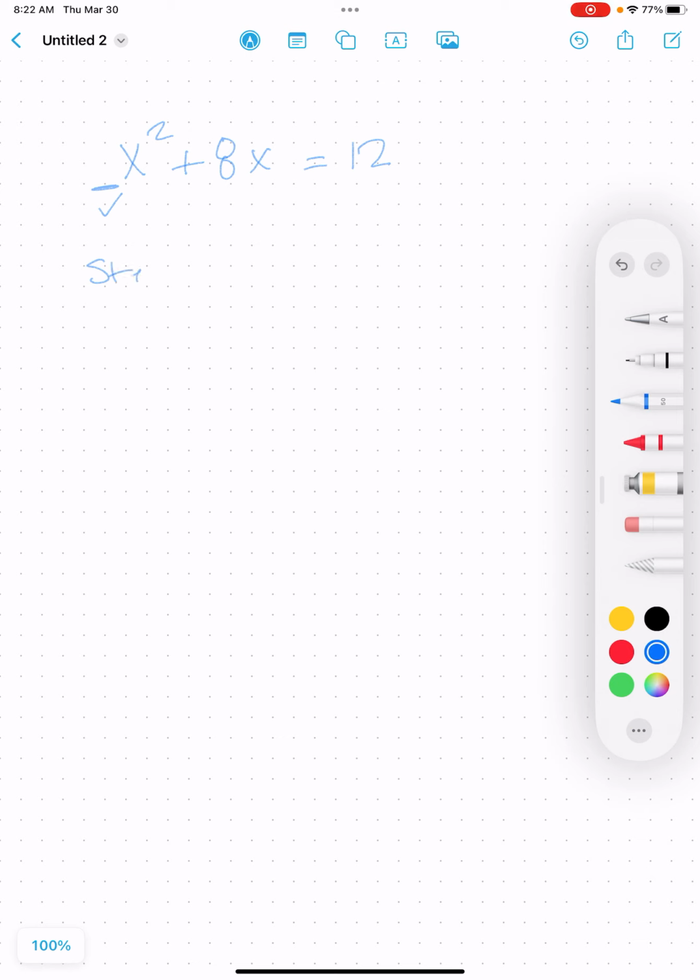Step 2, and I'm just going to notate step 1, there's nothing there, so I don't action it. Step 2, and if you don't have my handout, please email me for the handout with the steps. Step 2 says to take the number in front of x, which in this problem is 8, and divide it by 2. And that gives me 4. Step 3 says to take what you get from step 2 and square it. This is what you would add to both sides.